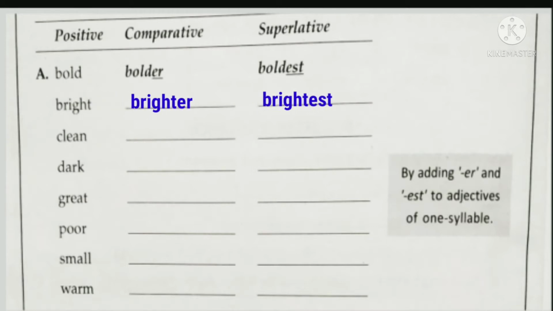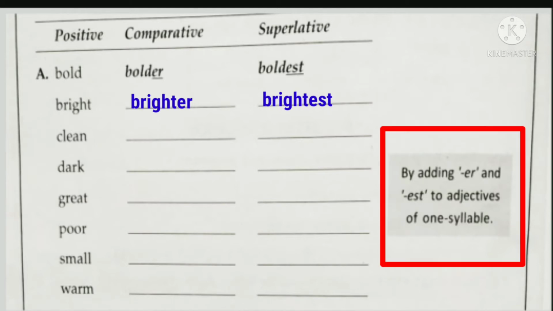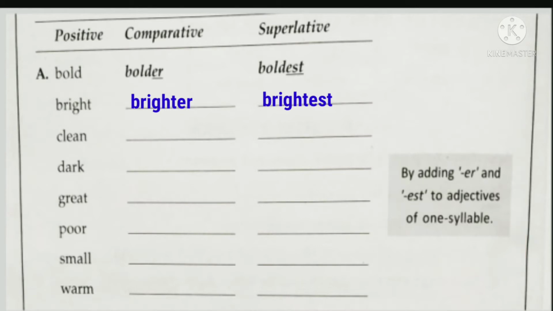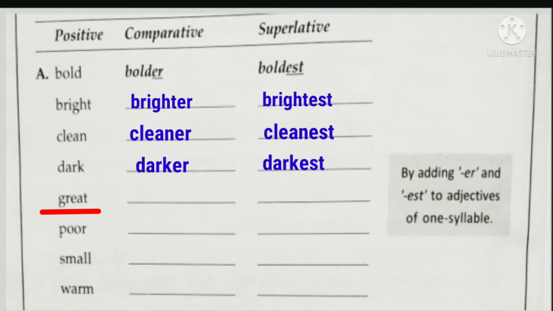I hope you all remember the first rule that most of the adjectives form their comparative and superlative degrees by adding er to the comparative degree and est to the superlative degree. Okay, now the third positive degree is clean. So the comparative degree will be cleaner and the superlative degree will be cleanest. The next one is dark and the comparative degree of dark will be darker and the superlative degree will be darkest. The next is great and the comparative degree of great will be greater and the superlative degree will be greatest.